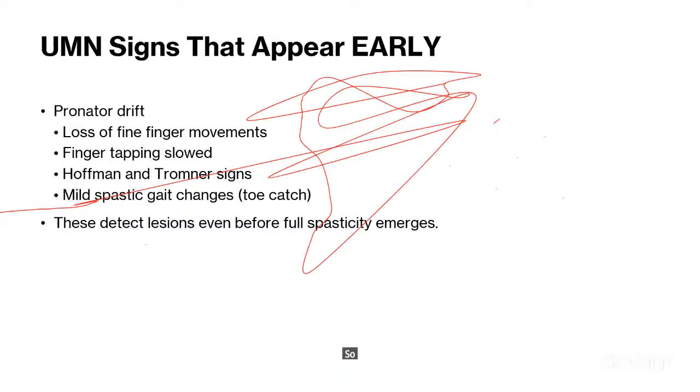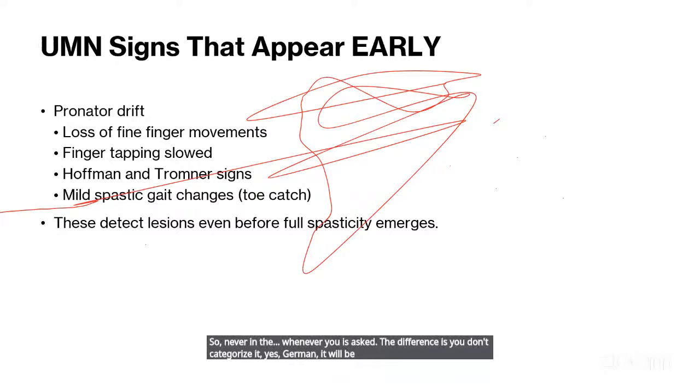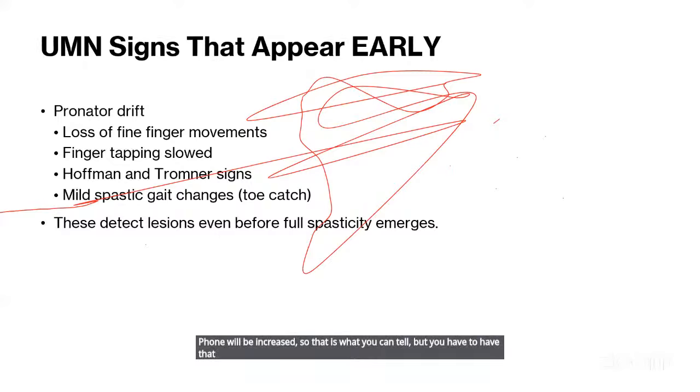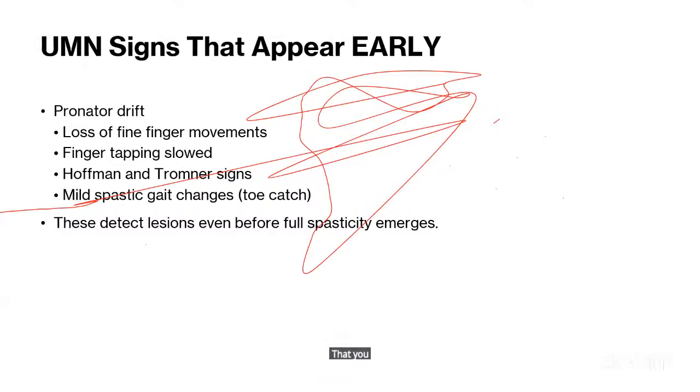Whenever you are asked the differences, you don't categorize it. Yes, UMN it will be hyper always. Commonly, it will be increased. Tone will be increased, so that is what you can tell. But you have to have that concept in your mind that you can have a hypotonia even in a UMN lesion.